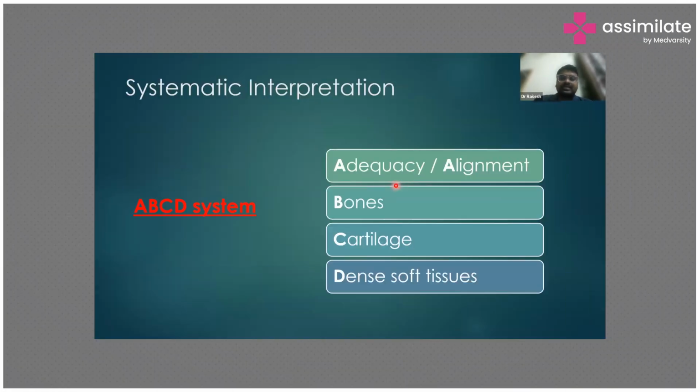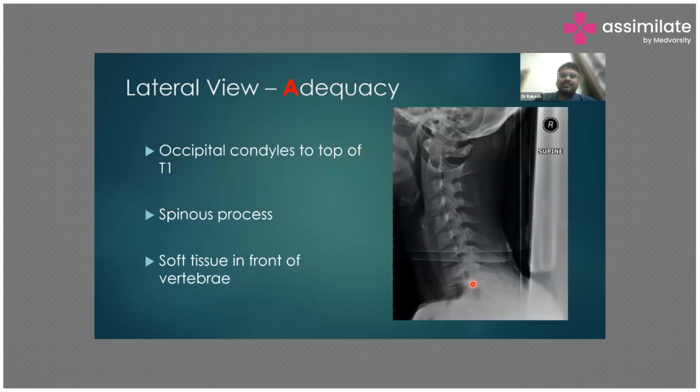Now let's begin with our systematic interpretation. Again, we will use a system called the ABCD system, where A stands for adequacy and alignment, B stands for bones, C for cartilage, and D for dense soft tissues. So this is the system that we are going to use throughout our discussion today. Now, let's see about the lateral view.